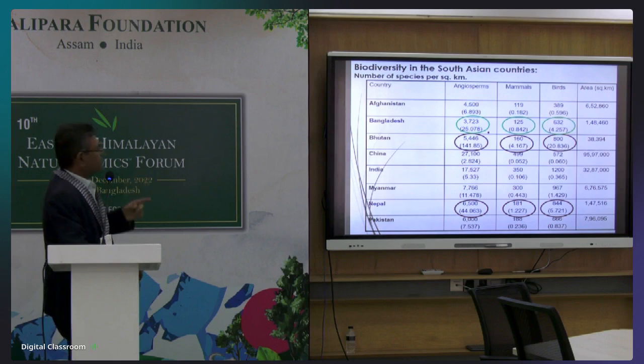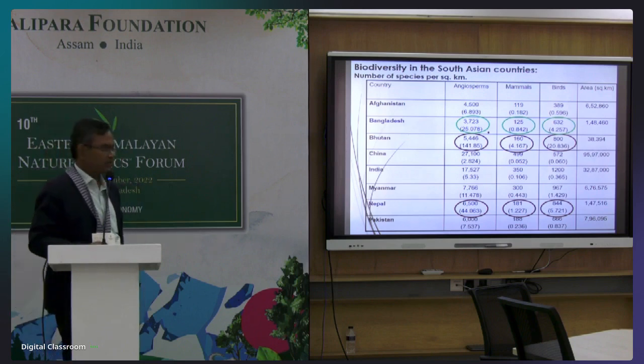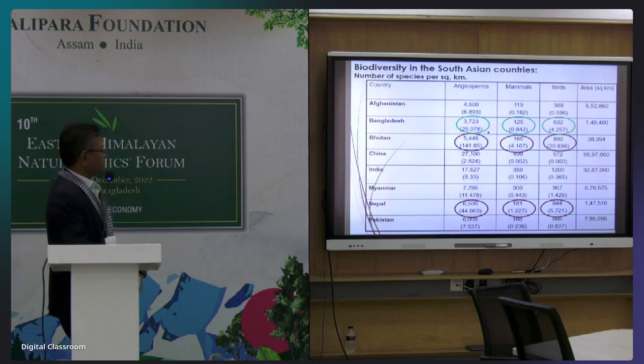And the trend was similar in case of mammals also. The highest number was found in Bhutan, then Nepal, and the third position is for Bangladesh. And similarly, in case of birds, also the similar trend. So it seems that per unit area, species diversity is high in Bangladesh.